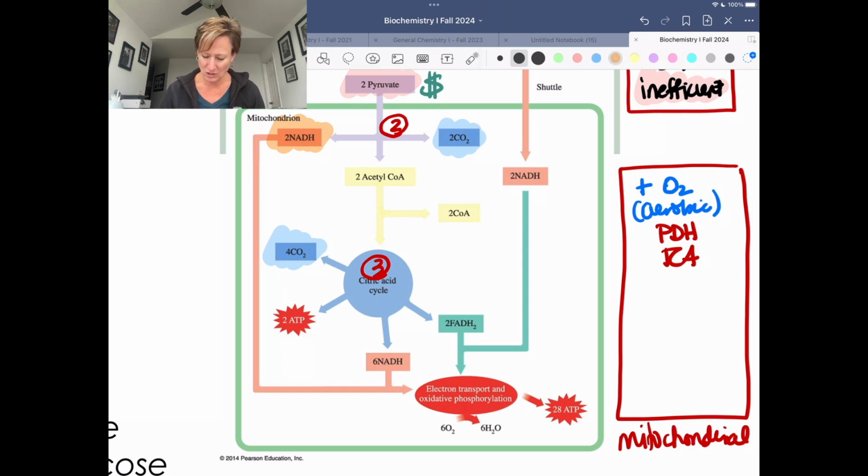Again, the citric acid cycle allows us to make some alternative currencies that we harvest and take onto the electron transport chain, as well as some primary currency. Noting here that it really does synthesize GTP, but that is net energy equivalent to ATP. All right, and then the last thing is electron transport and oxidative phosphorylation, right?